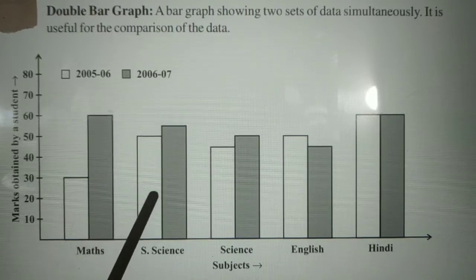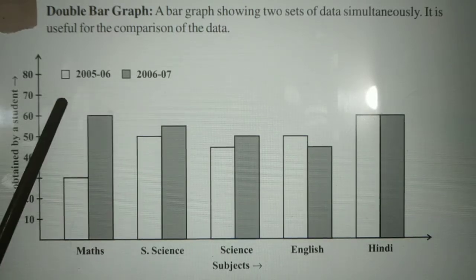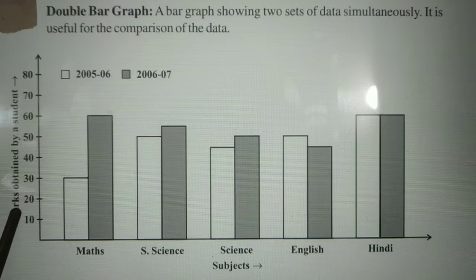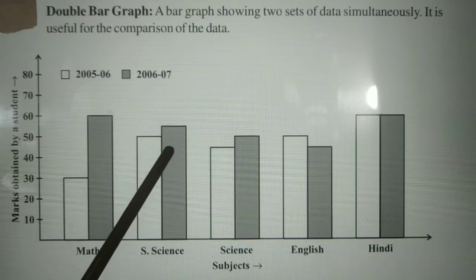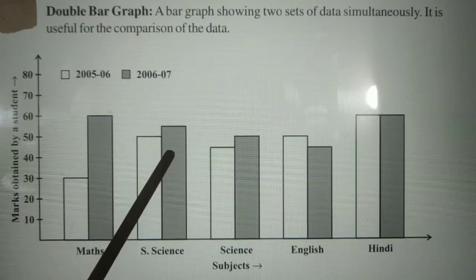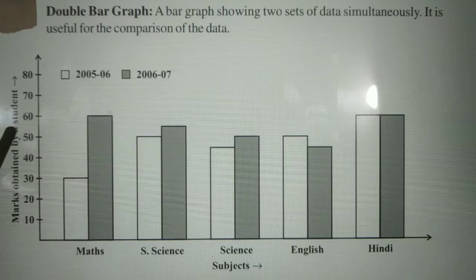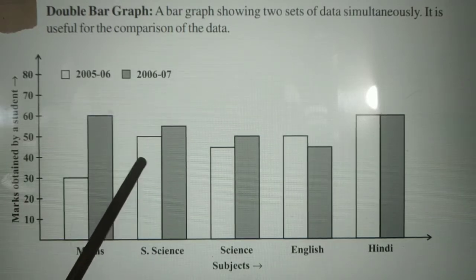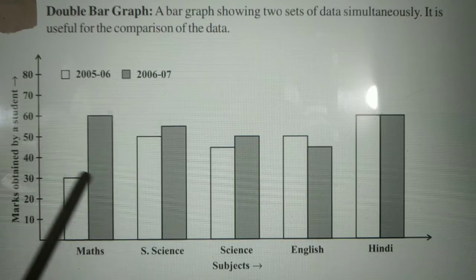Similarly, for social science, in 2005 to 6 marks are 50. The numbers we have to read from the y-axis. And for 2006 to 7, you can see here marks are between 50 and 60, approximately 55. For exact calculation, that's why we use graph paper.